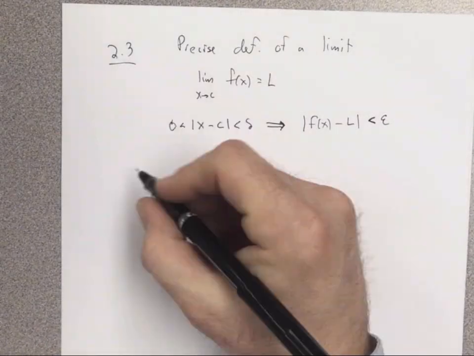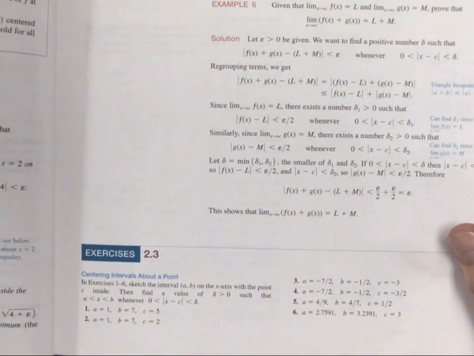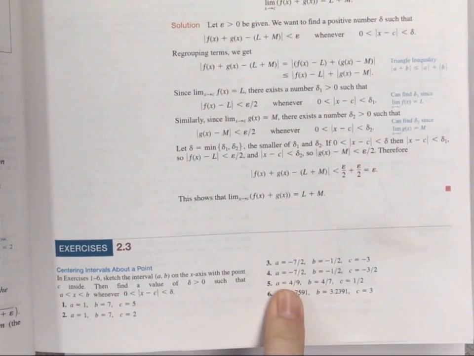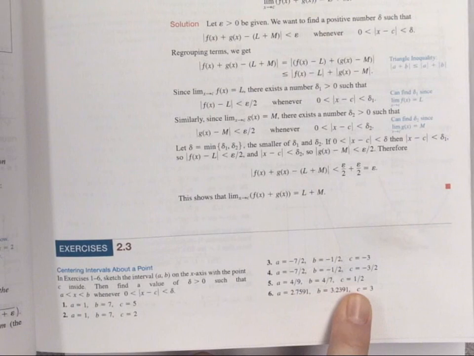Okay, so number 5. Number 5 gives us an interval here. So I don't know if you guys can read that. That's not too bad. So what number 5 says is it gives us an interval from a to b, and it gives us a c value in the middle, and it asks us to find delta. So what we know is delta is going to be the smallest part of that interval.